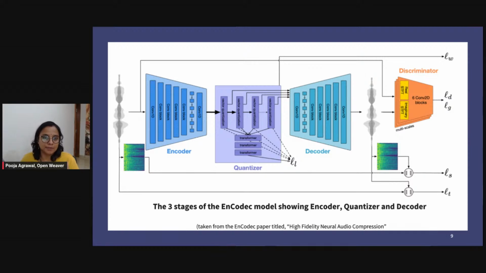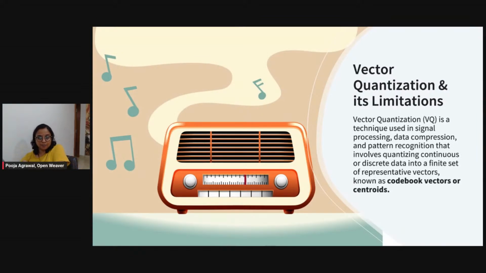After the encoder comes residual vector quantization, which is a special type of vector quantization. It is very important to understand that generic vector quantization was not possible. It had its own limitations, because when you use MusicGen, we were not able to use a standard vector quantization method.